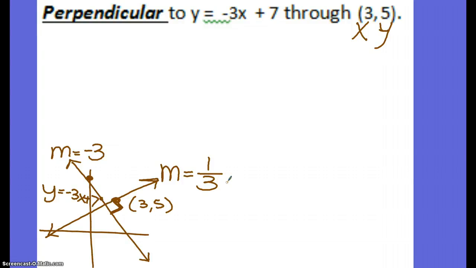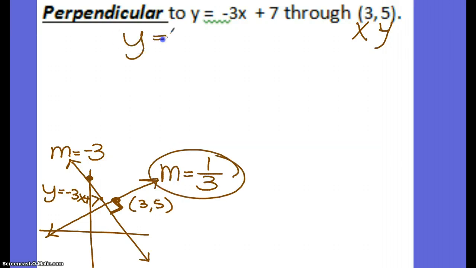I'm just going to finish up the notes from parallel and perpendicular lines. So where I left off, we had perpendicular to the line y equals negative 3x plus 7. So perpendicular would be positive, and if you flip or take the reciprocal of 3, it's going to be 1/3.